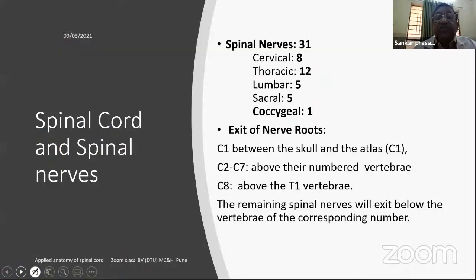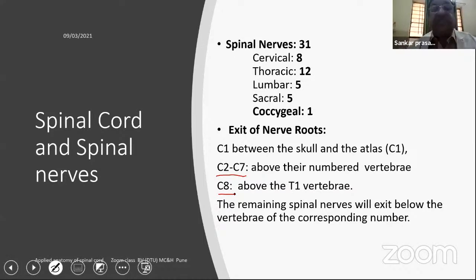All right. So there are 31 spinal nerves originating from the spinal cord: cervical 8, thoracic 12, lumbar 5, sacral 5, and coccygeal 1. The C1 root exits between the skull and the atlas. C2 to C7 exit above the numbered vertebrae, C8 above T1. The remaining spinal nerves exit below the vertebrae of the corresponding number.